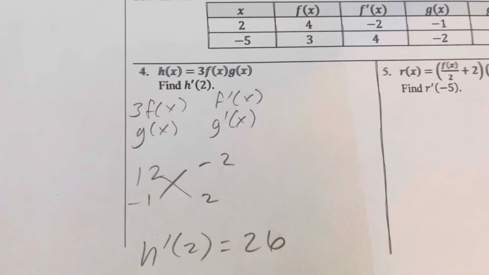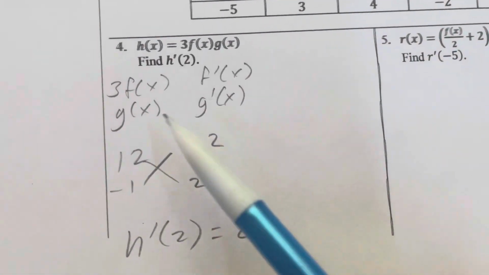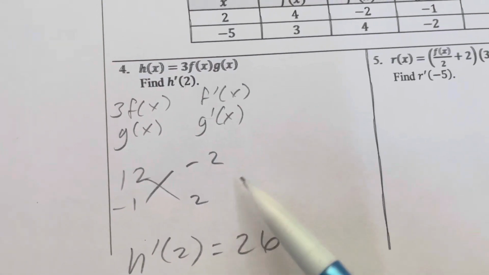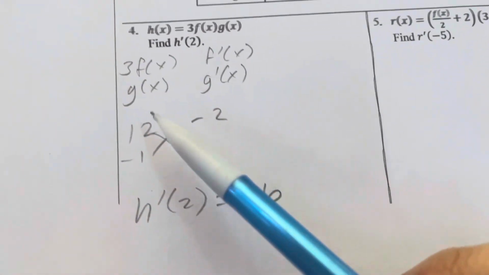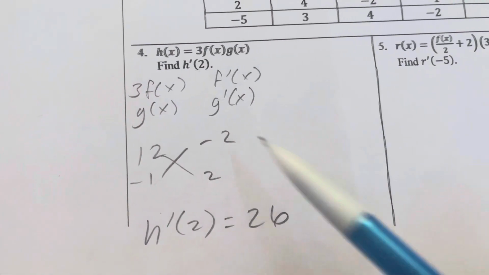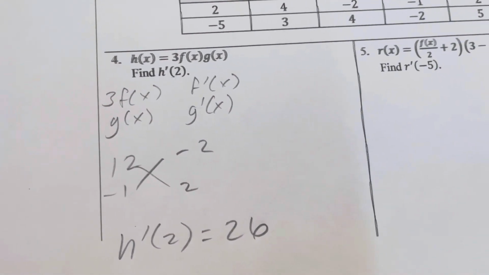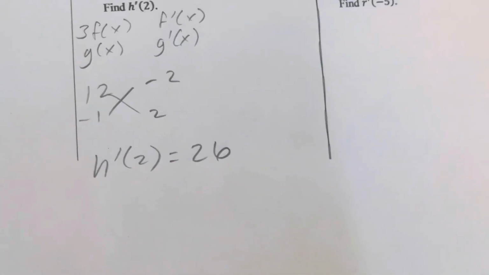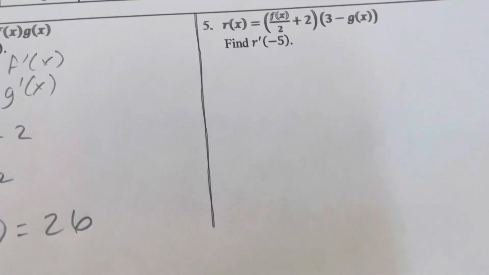So you plug in the values of 2 in place of x, look at the table, and then we can use the table. And we find that f of x is 12, g of x is -1, f prime of x is -2, and g prime of x is 2. Cross multiply, add, and then we find that h prime of 2 is 26.